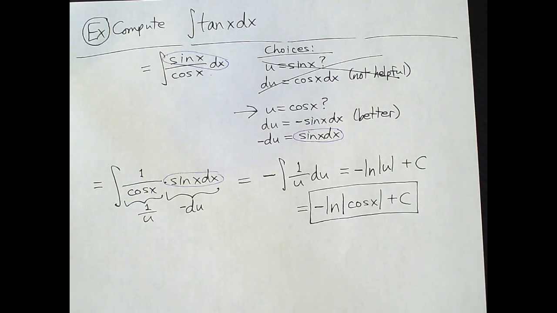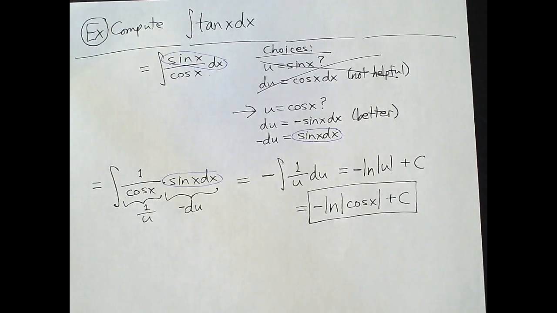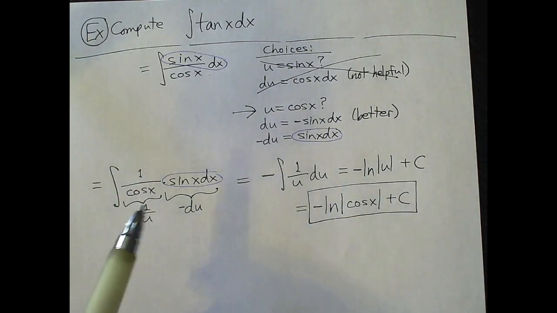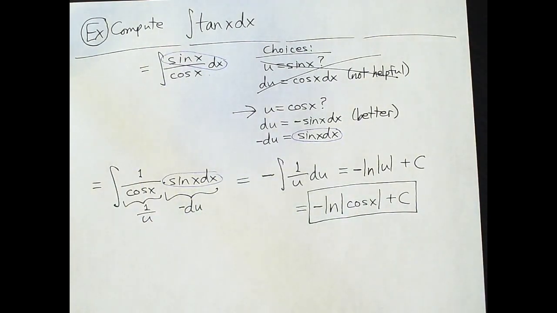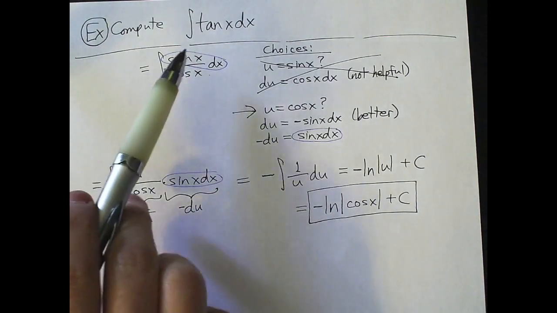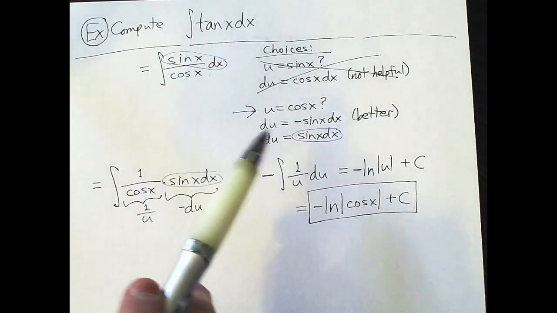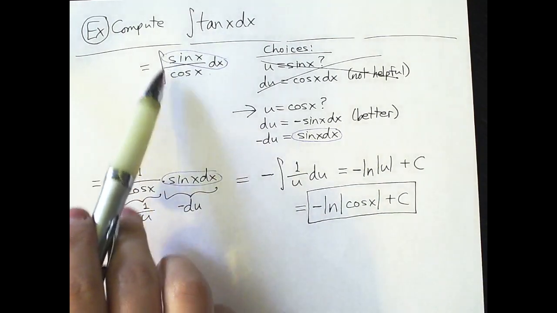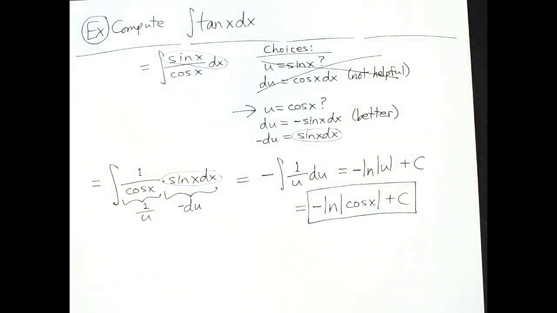There are two things I want to say about this before we move on. First thing is that you could use a similar strategy to find the integral of cotangent x. Cotangent is just the reciprocal of this, so cosine on top, and it would work out.